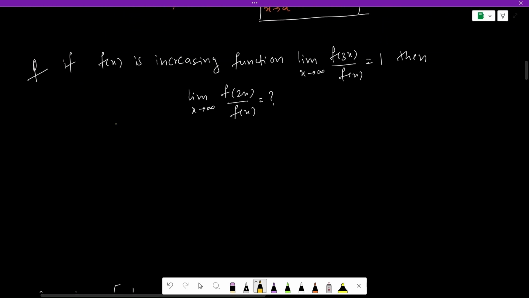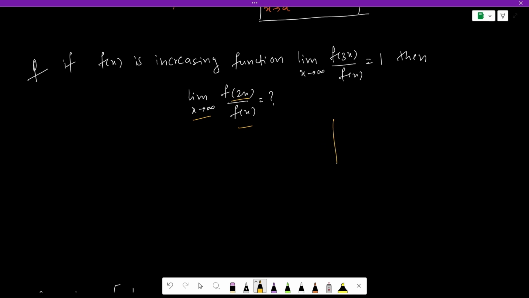So here we have been given that f(x) is an increasing function and the limit as x tends to infinity of f(3x) by f(x) equals 1. Then we need to find the limit as x tends to infinity of f(2x) by f(x). So try solving it yourself, then we will see it. So now let us solve it.